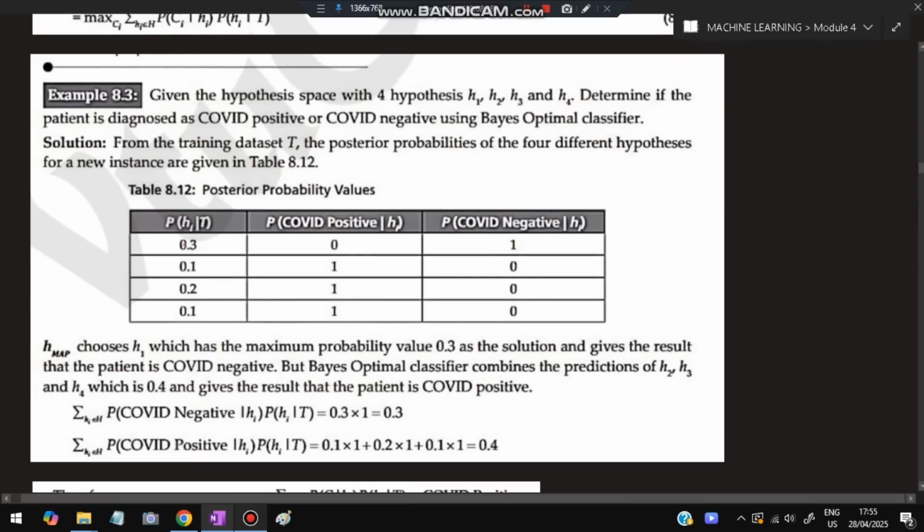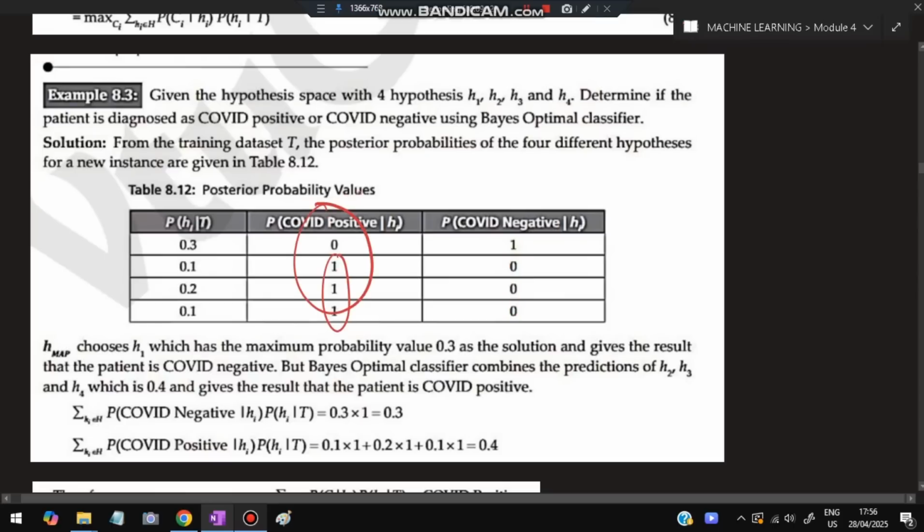Here four hypotheses are given. For the first one the value is 0.3, with COVID positive 0 and COVID negative 1. We have to calculate whether the patient is diagnosed as COVID positive or negative. The others are 1 and 0, 1 and 0, 1 and 0 respectively. So 3 times yes and 1 time no. If we just observe carefully, we can see that mostly the person might have COVID positive, because the majority is 1 here.